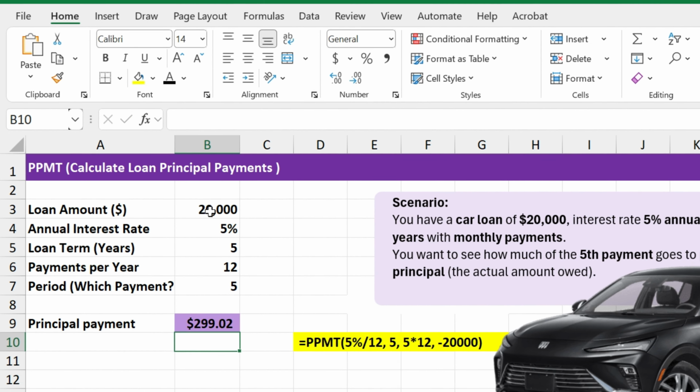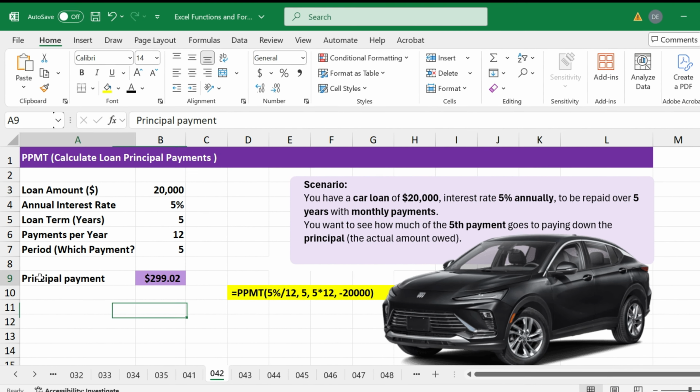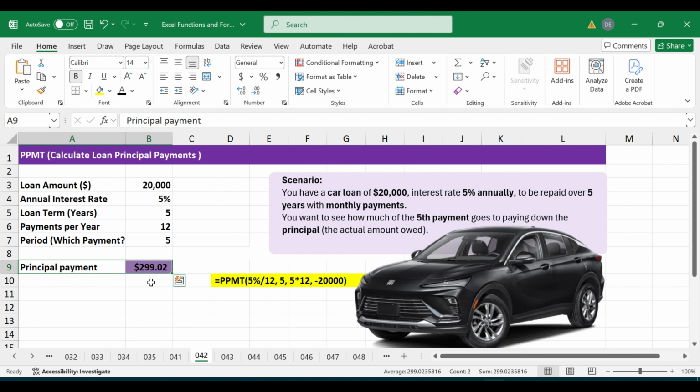Here you have it. Excel shows you exactly how much of that payment goes to the principal. Super handy for understanding how loans work and planning ahead.